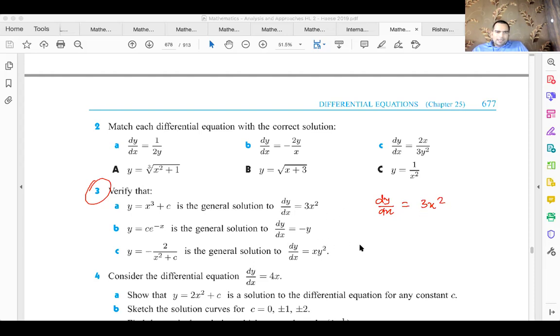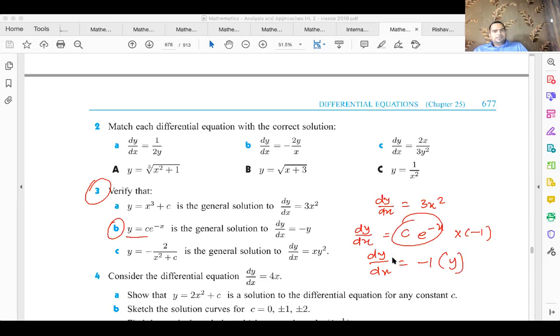Obviously, when you differentiate this, dy by dx, we automatically get 3x squared, which is obvious, right? But questions like this one, you need to think a little bit more, because we have to verify that this differential equation is the one whose general solution is this. So now when I do the derivative of the solution that I have got, dy by dx is c times e to the power negative x times negative 1. So dy by dx can be written as negative 1 times, and this is nothing but y. So that's how you get it. You can see that you get the same derivative, which is out here.